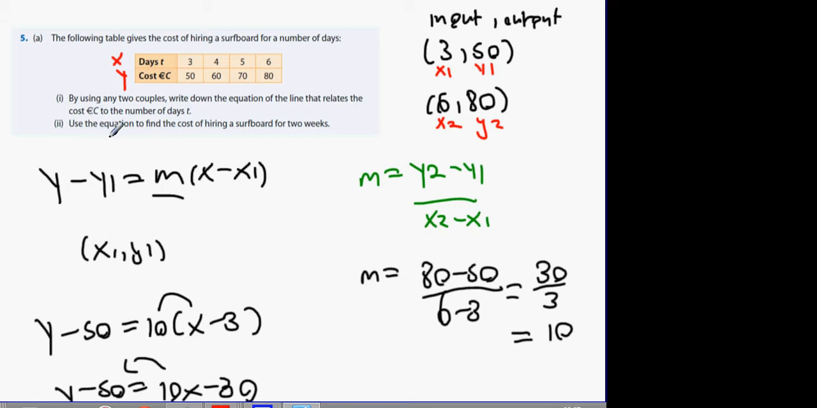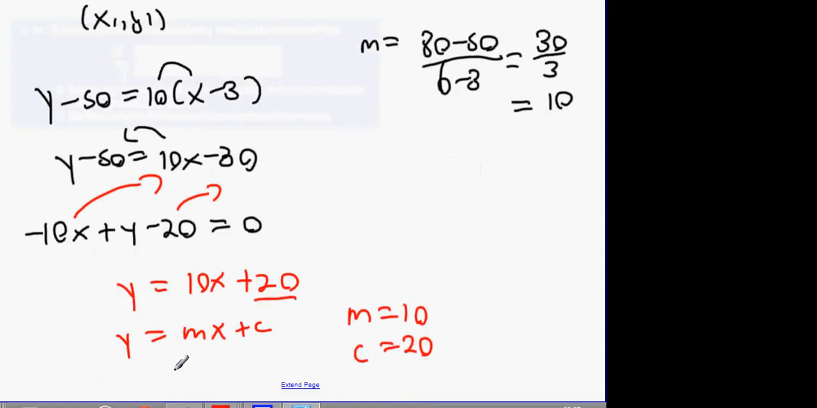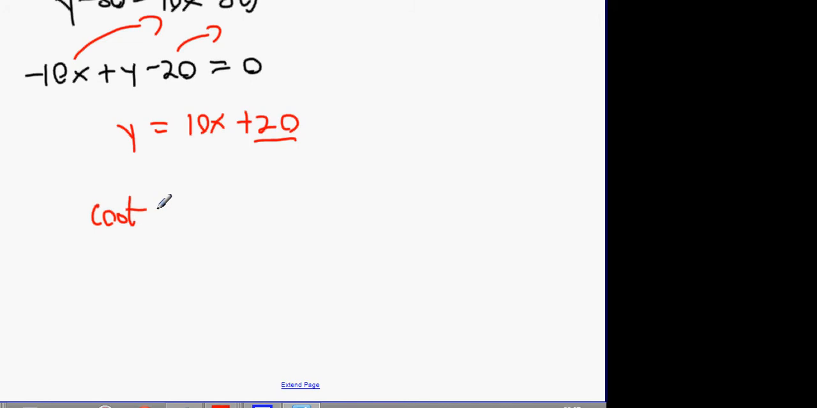Use the equation to find out the cost of hiring a surfboard for 2 weeks. Now guys, what is y in this question? Y is cost, x is the number of days you rented it for. What this means in ordinary language is the cost equals 10 multiplied by the amount of days you hire it for plus 20. So basically cost equals 10 times the amount of days plus 20.